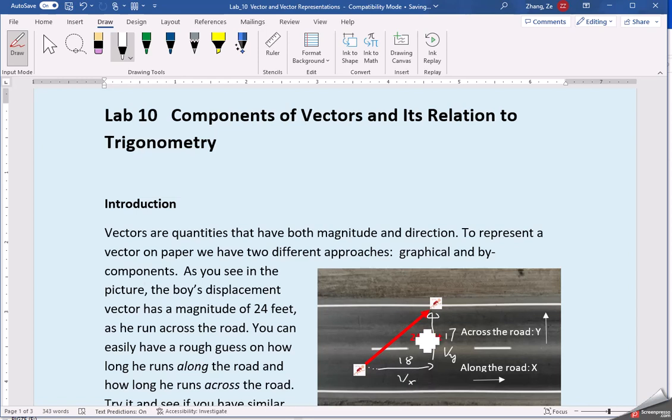How do you get its components? For the x component, you do a projection: you draw a perpendicular line to the x-axis, and then you measure this distance. That's its x component. Then you measure this distance, and that's the y component. Once you get these components, how do you write this in a component representation? You put these two numbers, 18 and 17. You can either use this arrow or you can use these two component representations.